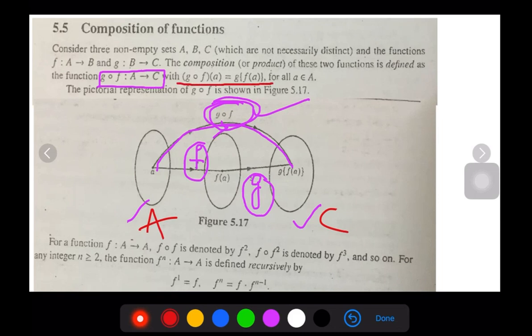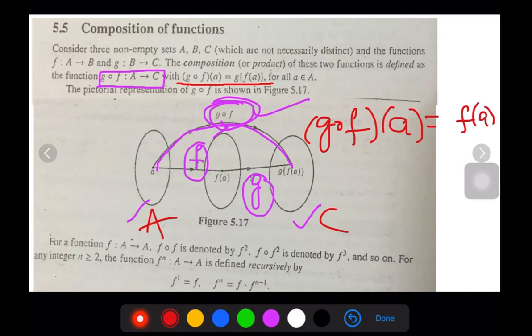That is, G composition F of any element is defined as: you need to first apply F to A. After applying F, whatever element you get, for that you should apply G. So for every element of A, you need to do this. And the pictorial representation is here.